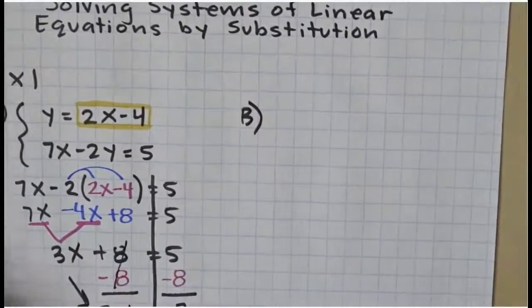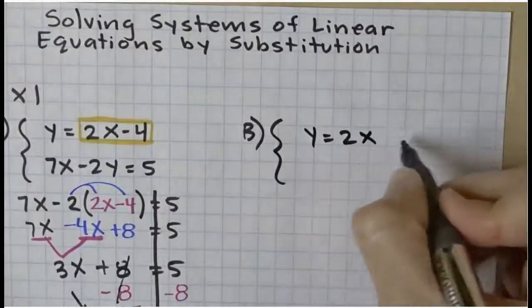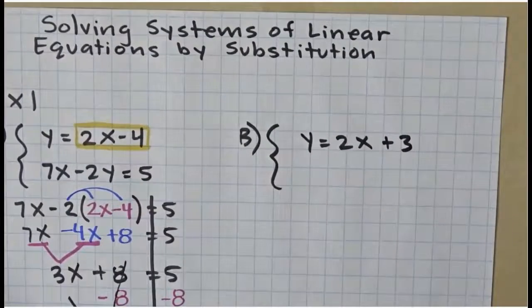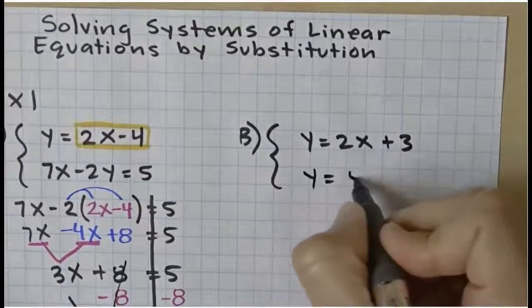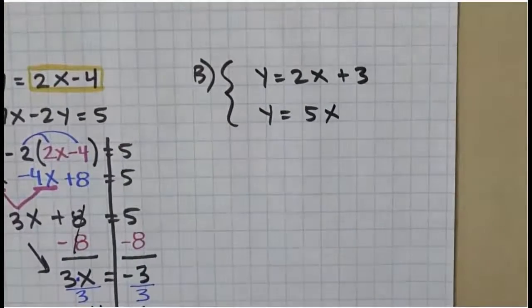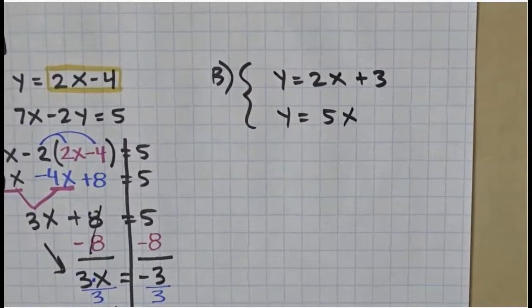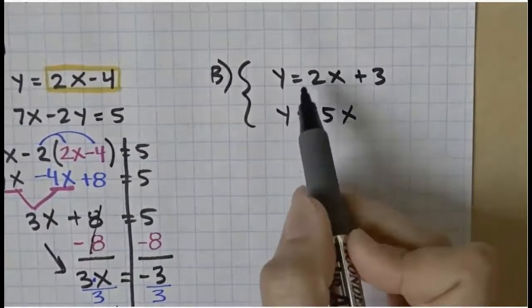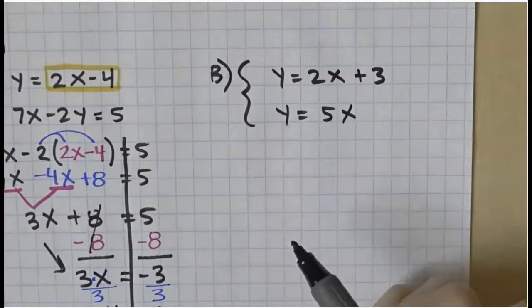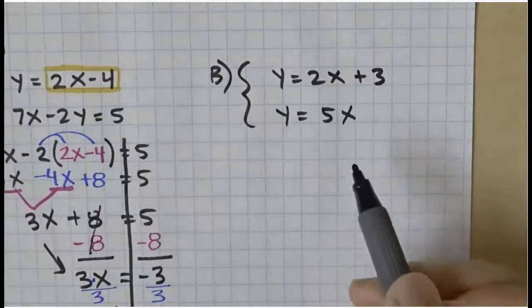y equals 2x plus 3, and y equals 5x. Now notice this one has two isolated variables. It's like saying Miss Flores equals Blanca and Miss Flores equals Estella, my middle name. Some people call me Blanca, some people call me Estella.